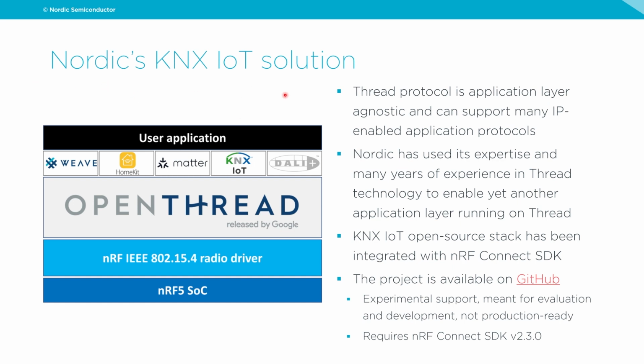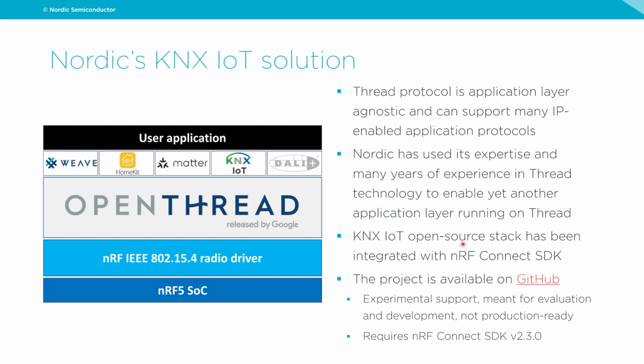So our KNX IoT solution at Nordic, so as you know, OpenThread is based on IPv6, and it doesn't have a defined application layer, which means that other application layers can run on top of Thread. One of the examples is Matter. It runs on top of Thread, but there's also HomeKit, Google Weave was another one, and then we have KNX IoT. Because Thread is application layer agnostic, it can support many IP-enabled application protocols. Nordic has been working with Thread for many years, so we've used our expertise to enable another application layer running on top of Thread.